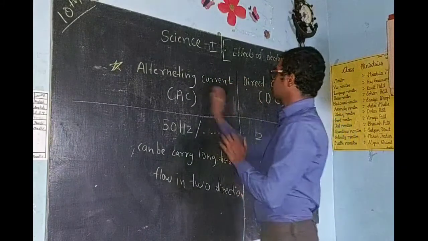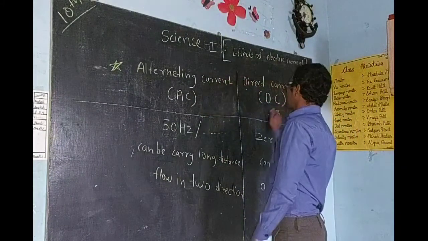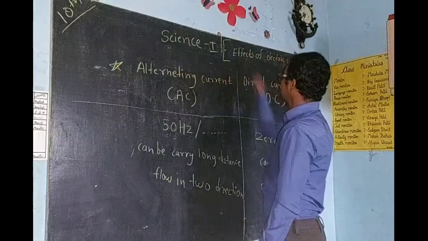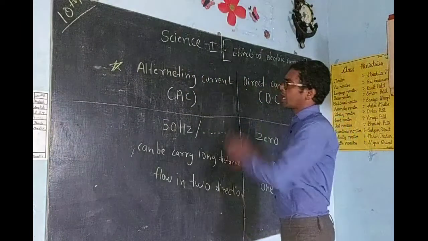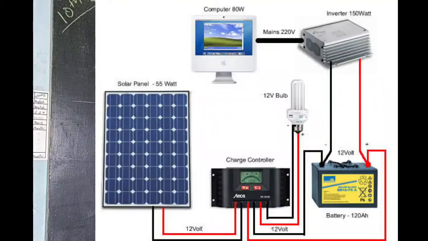Now this conversion, alternating into direct and back into alternating, is called an inverter. At home also you can observe you have one nice inverter. The inverter takes power supply from your main, which is your electric board at your home.